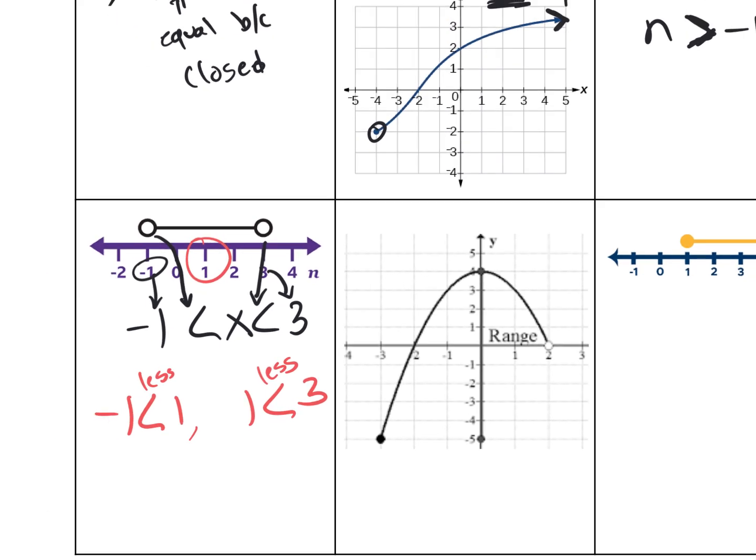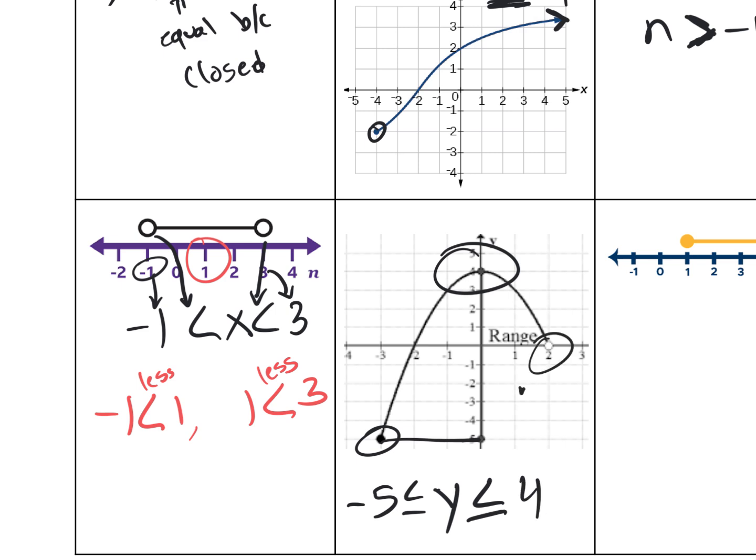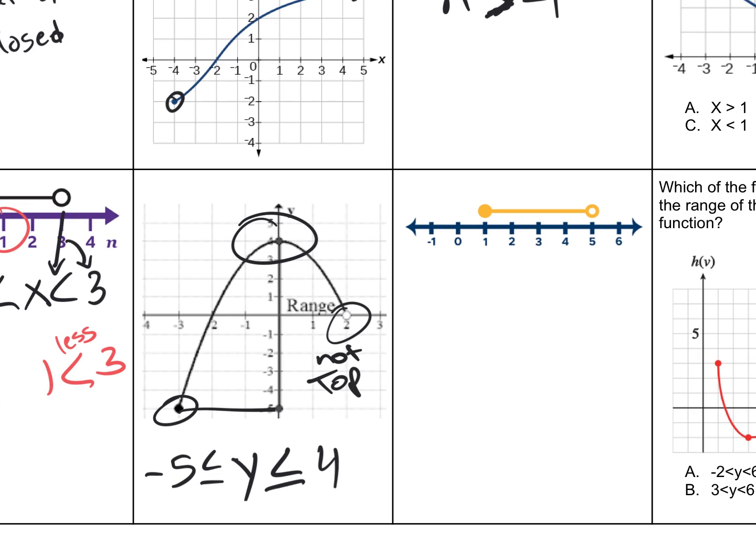The next question is asking for range. So we go from bottom, equal to y, to top, close circle at 4, like that. We don't use this number because this is not the top of my graph. You always go to the highest point.